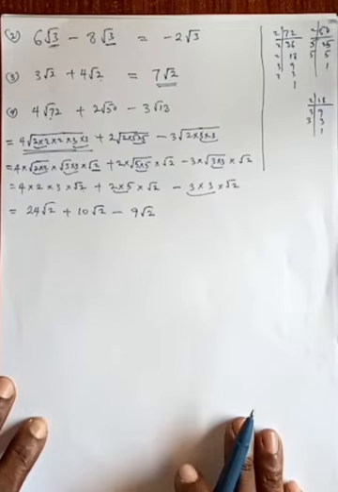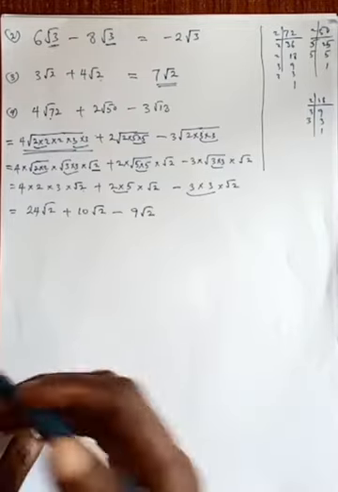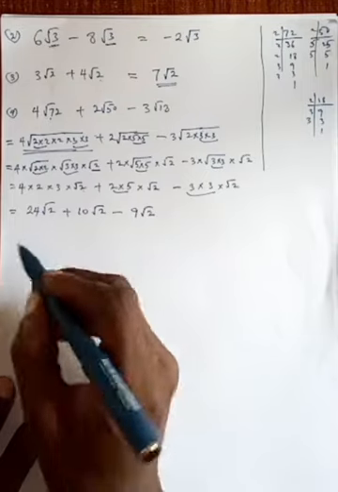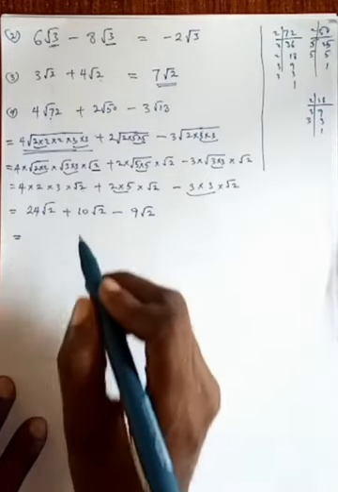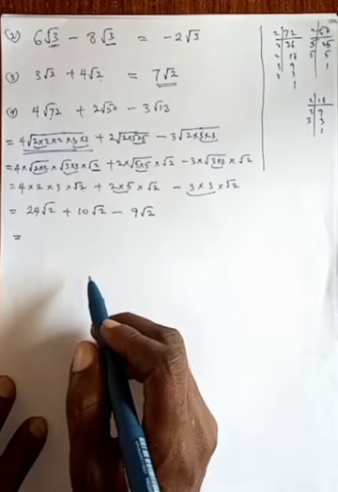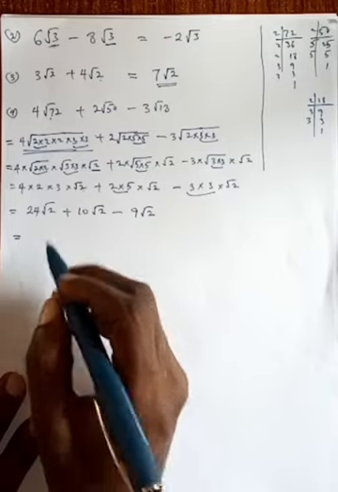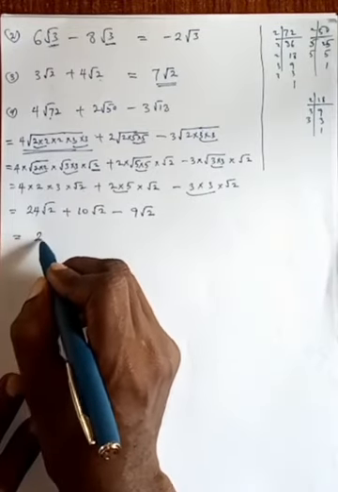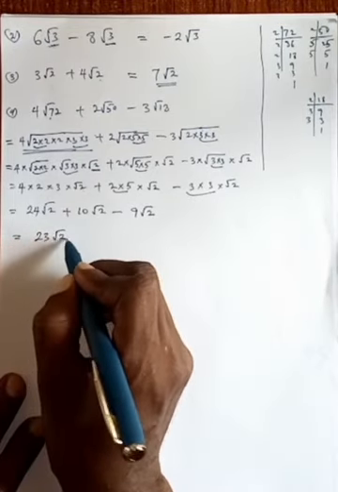And what we do there is we only add or subtract the coefficients. So that gives 24 plus 10 here, that is 34. And 34 minus 9 here gives what? 23. So the result here is going to be 23 root 2.